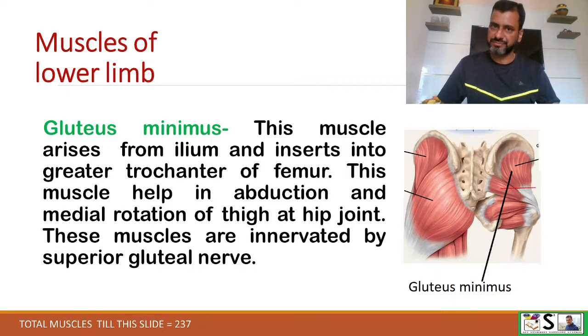Gluteus minimus. This muscle arises from ilium and inserts into the greater trochanter of femur. This muscle helps in abduction and medial rotation of the thigh at hip joint. These muscles are innervated by superior gluteal nerve.